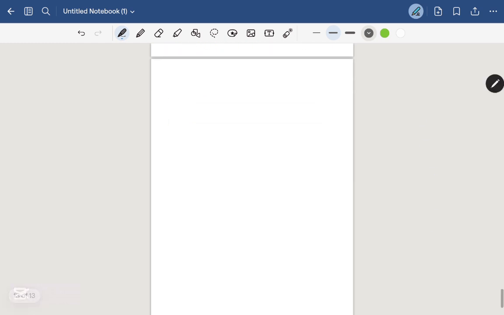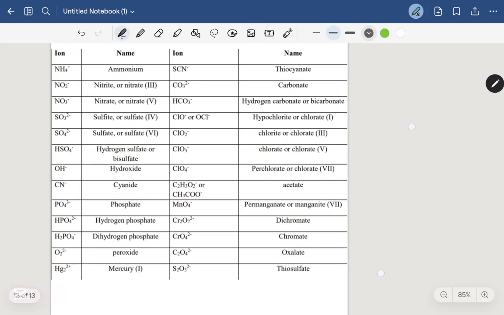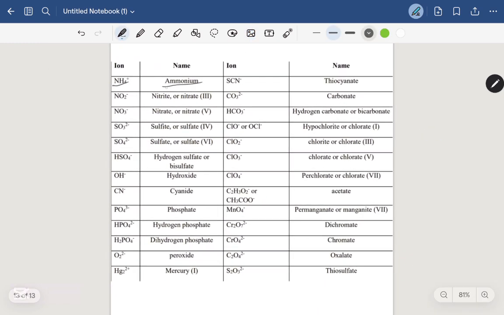Okay, so now you'll need to memorize some of the polyatomic ions. Let me just put the table up for you. This is a table that it's very important that you memorize. So we have NH4 plus, which is ammonium, NO2 minus, nitrite, NO3 minus, nitrate, SO3 2 minus, etc., and so on and so forth. Please memorize them. They're very important for the exam because they're probably going to ask you some questions about it.